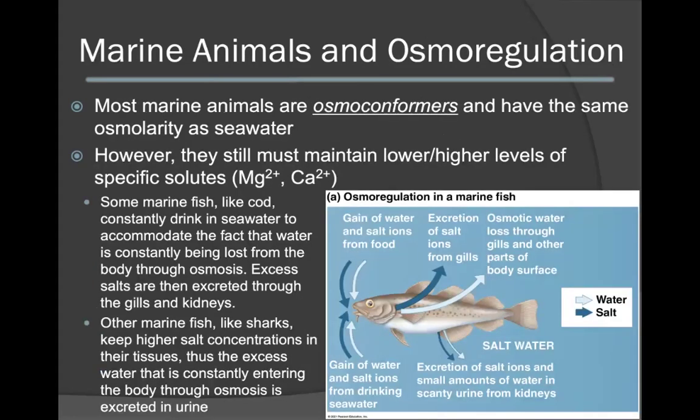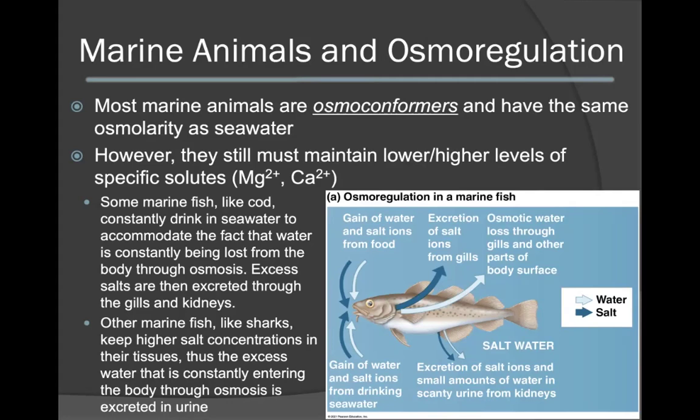We're first going to take a look at how marine animals osmoregulate. Most marine animals, as stated in the previous slide, are osmoconformers. This means that they have the same general osmolarity value within their tissues as the seawater or surrounding environment. However, they still have a problem. They must maintain lower or higher levels of specific solutes such as magnesium as well as calcium. As a result, some marine fish, like cod, constantly drink in seawater. This is to offset the fact that water is constantly being lost from the body through osmosis. Excess salts can then be excreted through the gills and the kidneys.